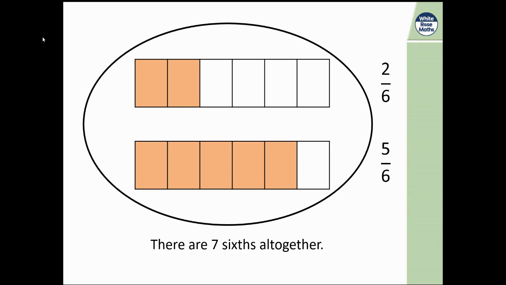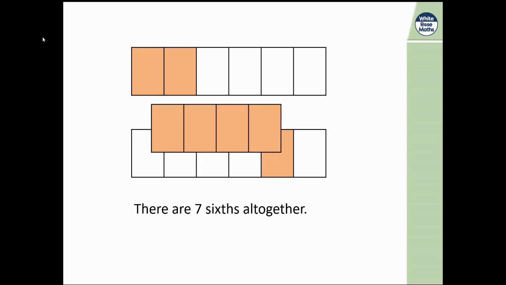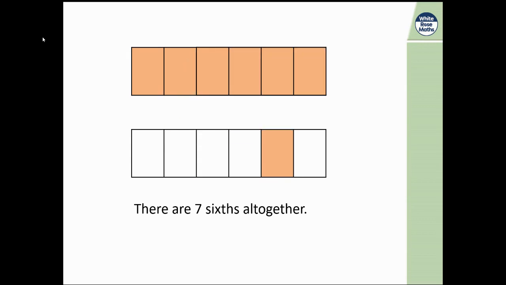Now thinking back to what we've just looked at, instead of saying 7/6, what can we do? There are 7/6 altogether, but we can say, how many 6s go into 7? We know that's 1. So we're using our division skills again. And how many are left over? It's 1. So we could say it's 1 whole and 1/6. So 7/6 equals 1 whole and 1/6.